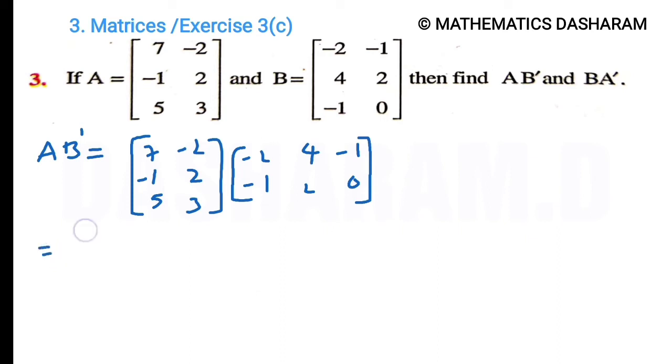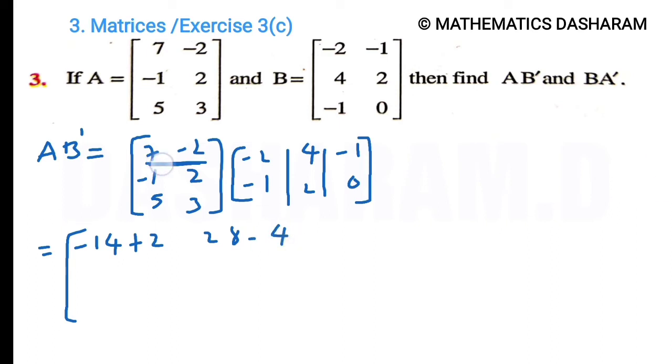So let's multiply the both. Here 7 into minus 2, here minus 2 into minus 1. 7 into minus 2 is minus 14, minus 2 into minus 1 is plus 2. Next, the same first row with the second column, 7 fours are 28, minus 2 into 2 is minus 4.